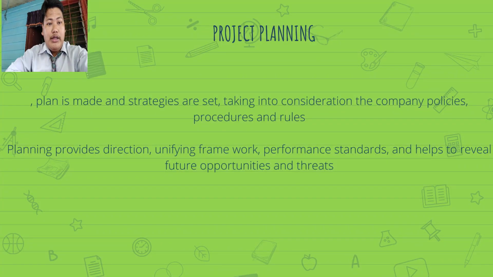So now we are already at the fourth content, which is project planning and controlling. So let's take a look at project planning. In the planning phase, the plan is made and strategies are set. Taking into consideration the company policies, procedures, and rules, planning provides directions, a unifying framework, performance standards, and helps to reveal future opportunities and threats.